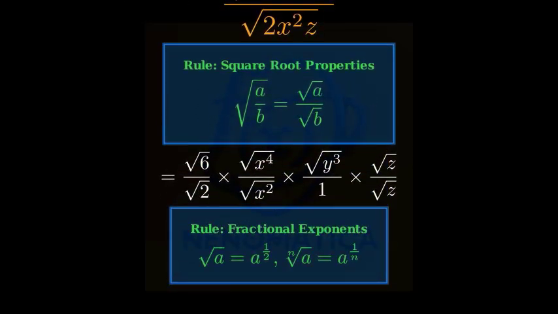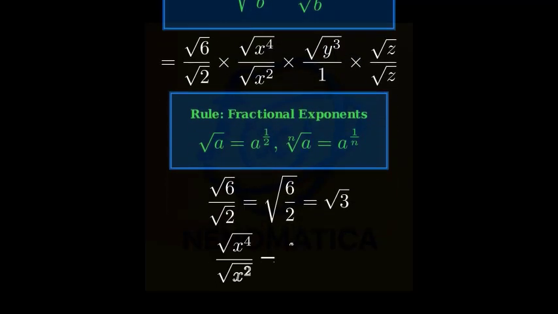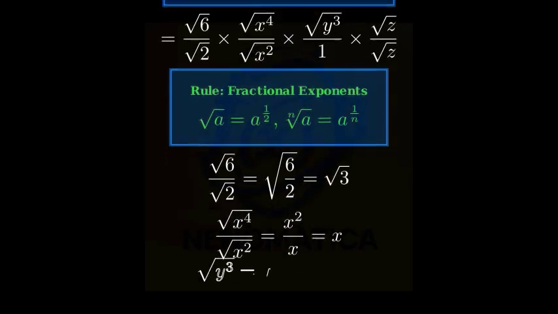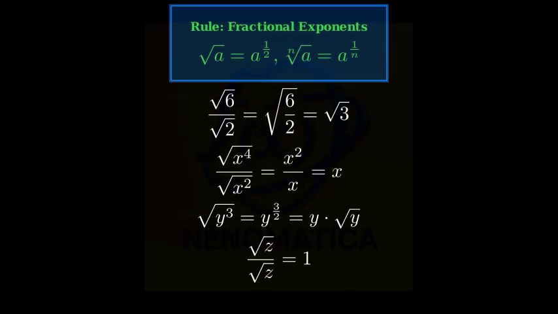For the first term, the square root of 6 divided by the square root of 2 equals the square root of 3. For the second term, the square root of x to the fourth is x squared, and this divided by the square root of x squared, which is x, gives us x. The square root of y cubed equals y to the 3/2 power, or we can write it as y times the square root of y. Finally, the square root of z divided by z is 1 over the square root of z.